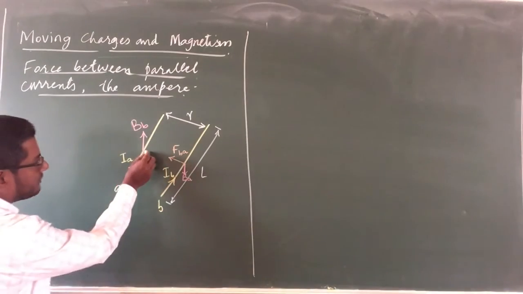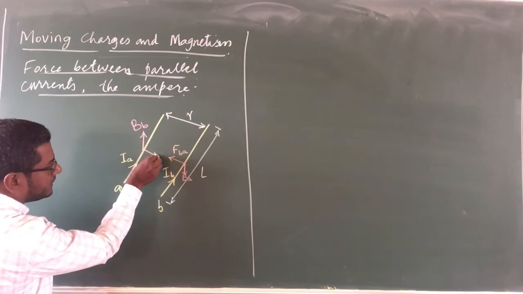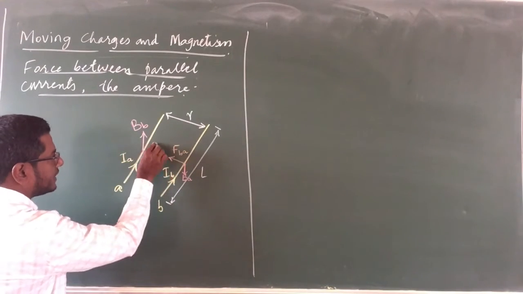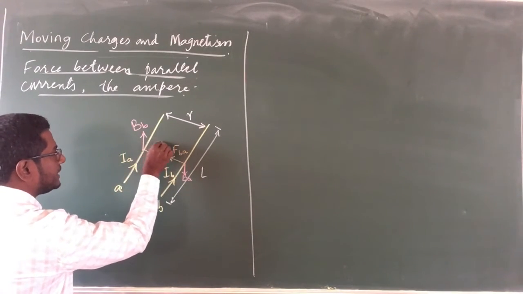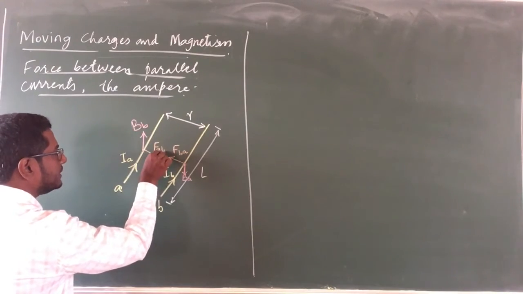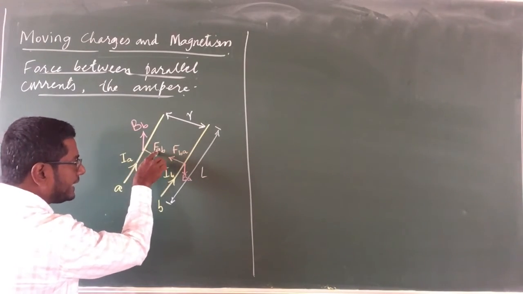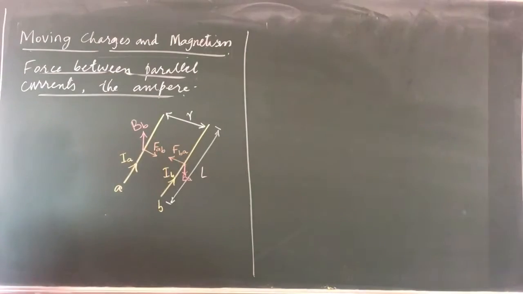So what do I have for the force? The force is going to be directed towards conductor B. I am going to label this as FAB, that is the force on A due to conductor B.